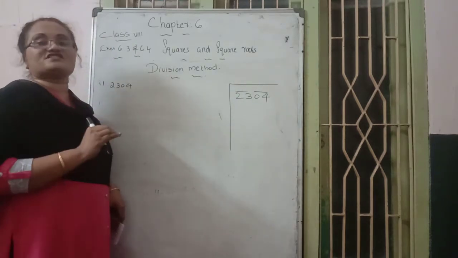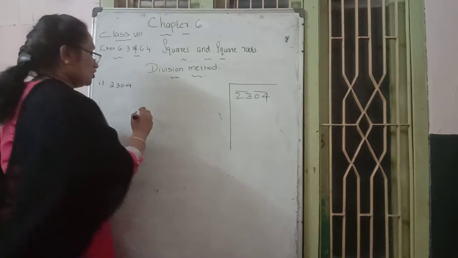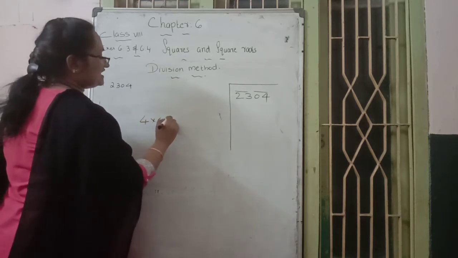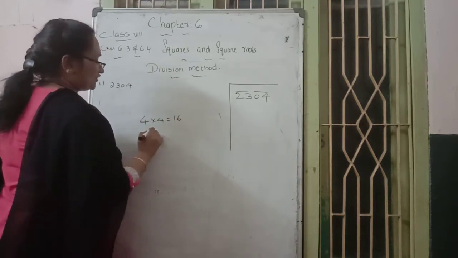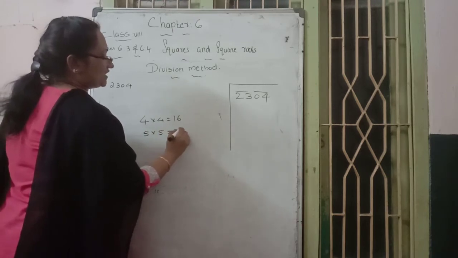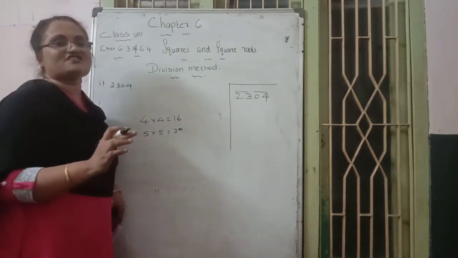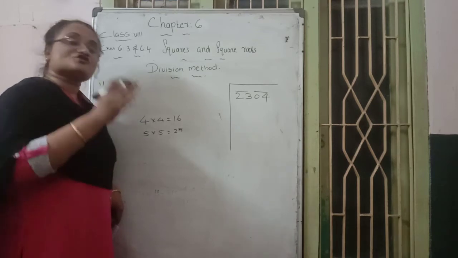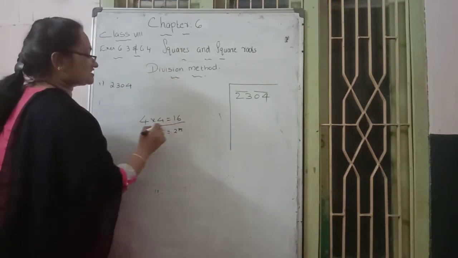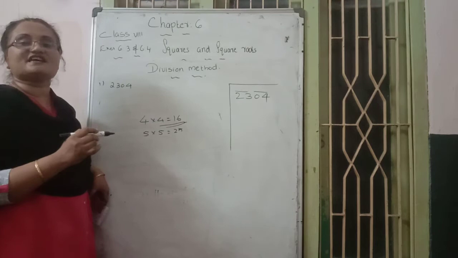Then check the nearest perfect square. 4 into 4 becomes how much? 16. What about 5 into 5? 25. 25 is more than 23, so that is not possible. So our nearest perfect square is 4 4s are 16.